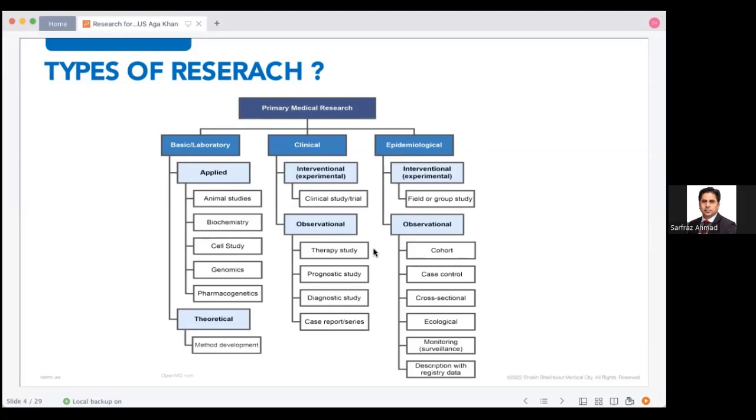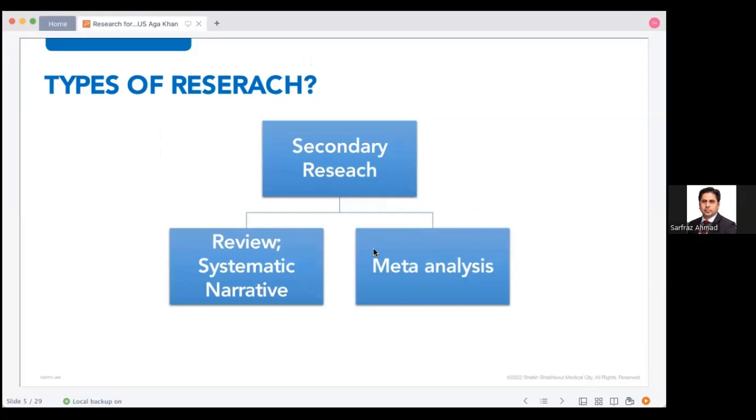Then we come to the second phase, which is secondary research. It involves the data collected from the primary research, refined and applied to review articles like systematic reviews, narrative reviews, or meta-analyses. So although all the clinical data is collected initially as primary research, it can be recollected and analyzed in secondary research.